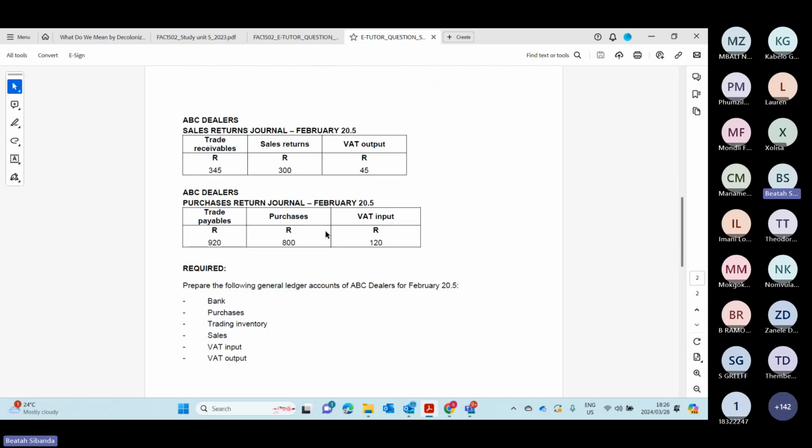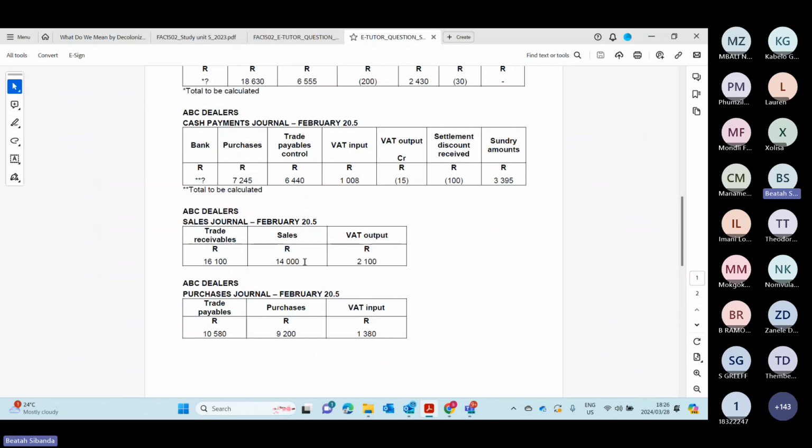And then we have the sales journal. So the sales journal is going to record our credit sales. So you will see here that the trade receivables, the total amount of what we sold, is 16,100. But when we account, we need to separate the sales from the output tax. So the sales portion is going to be 14,000. And then this is the VAT portion, which is 15% of that amount. If you add these two amounts, they're going to give you 16,100. By the way, we are still reading the question. We are not doing it as yet.